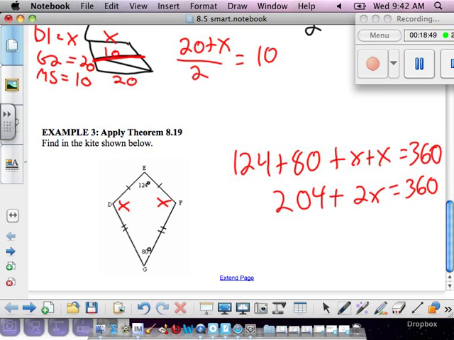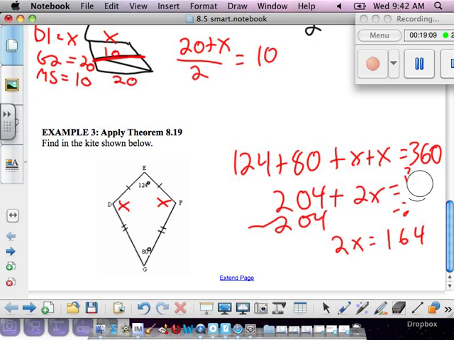I'm going to subtract 204 from both sides. It's what? 2x equals 156. Oh, why am I doing that? 164, right? No, 150. No, Miss Murphy can't subtract today. It's really sad when the teacher can't subtract. 360 minus 204. So we borrow and we get a 5. 10 minus 4 is 6, right? Yes? Yes, you guys are correct.